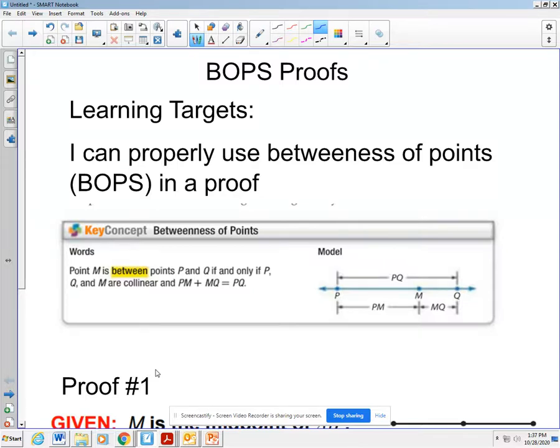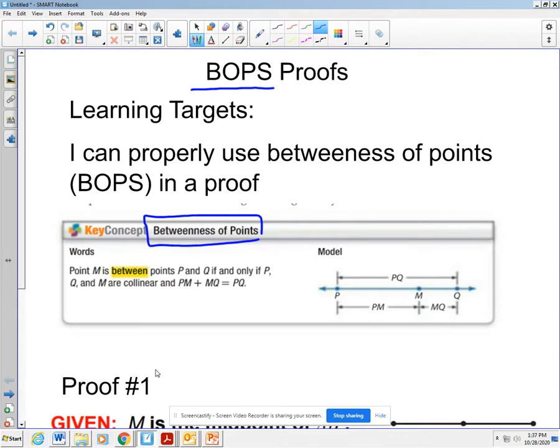Hello students. Welcome to the section on proofs, BOPS proofs. So first thing you may ask yourself, what is BOPS? BOPS stands for betweenness of points. It's just an abbreviation. We already talked about this in class when we did some algebra questions, but now officially we can define BOPS.